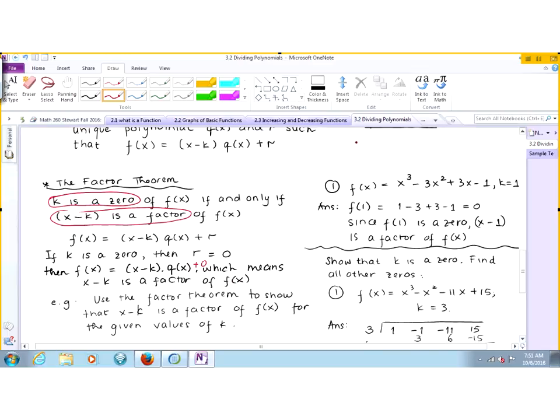So if I write, for example, 6 is equal to 2 times 3, what can I say about 2 and 3? 2 is a factor of 6. 3 is a factor of 6. So if I write f of x is equal to x minus k times q of x, what can I say about x minus k? x minus k is a factor of f of x. Also, q of x is a factor of f of x. So that's what it is. Are we okay so far?